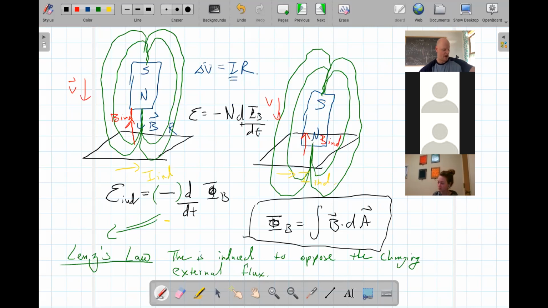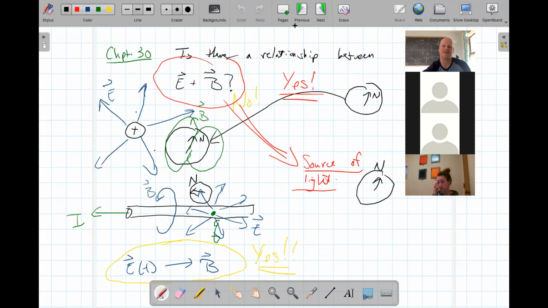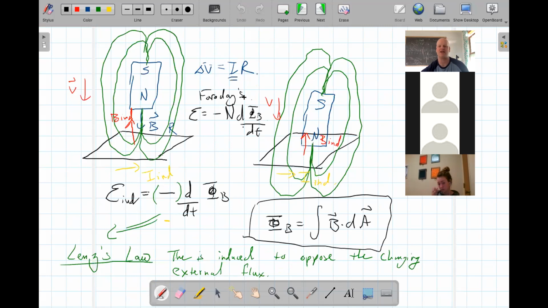So tomorrow, we'll start off here. We'll talk about the different ways that I can actually create an EMF, where I can either move this guy, move the area, or I can wobble around the angle between the two. So we'll talk about those tomorrow, okay? So this is what we call Faraday's law. Faraday's law is a relationship between the induced EMF and the time rate of change of the magnetic flux. What's important here is not necessarily the rate at which the magnetic field is changing, but the rate at which the magnetic flux is changing. Okay, so we'll talk more about this tomorrow.